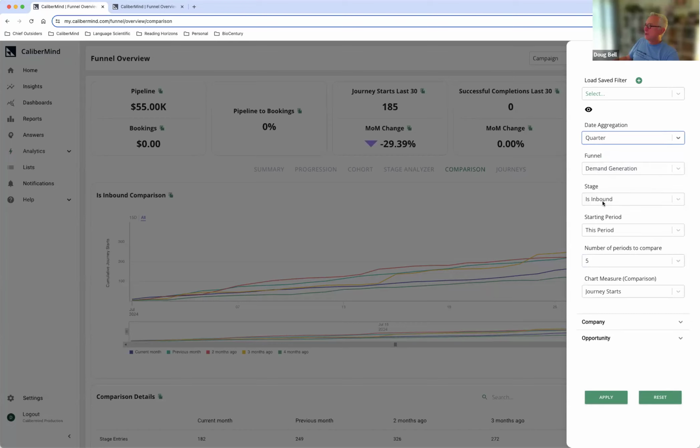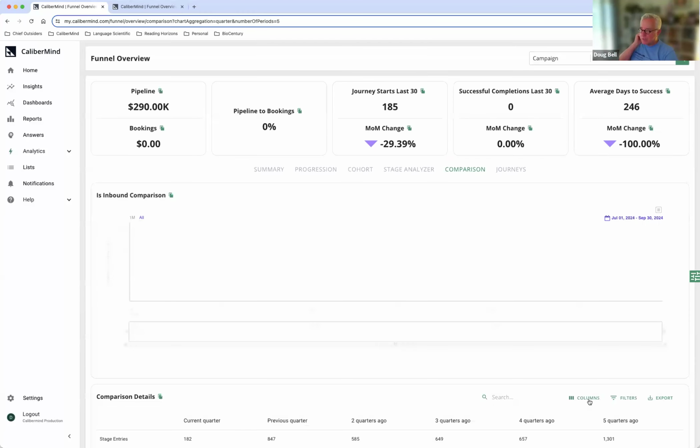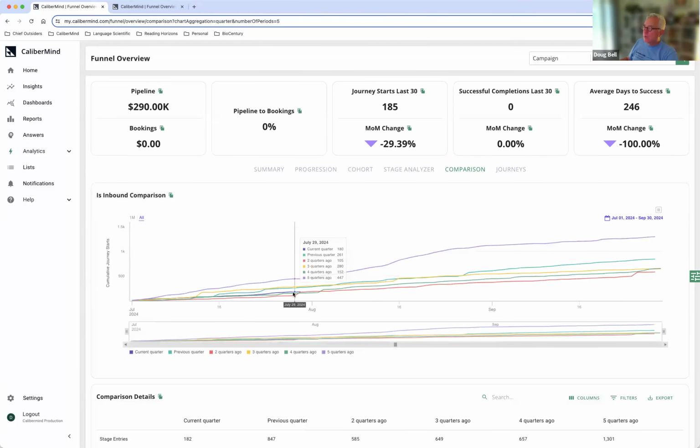I'm looking at my demand generation. I'm taking a look at the inbound stage. The starting period is this period, and I'm looking at journey starts. In other words, how am I comparing to prior periods? Well, when I pop this open and take a look, I'm going to find myself here. So if you can see, this is current quarter, and I'm seeing a bunch of other quarters lined up here. So current quarter versus previous quarter, I'm behind. Well, guess what? Q2 is always a stronger start and a slow finish.